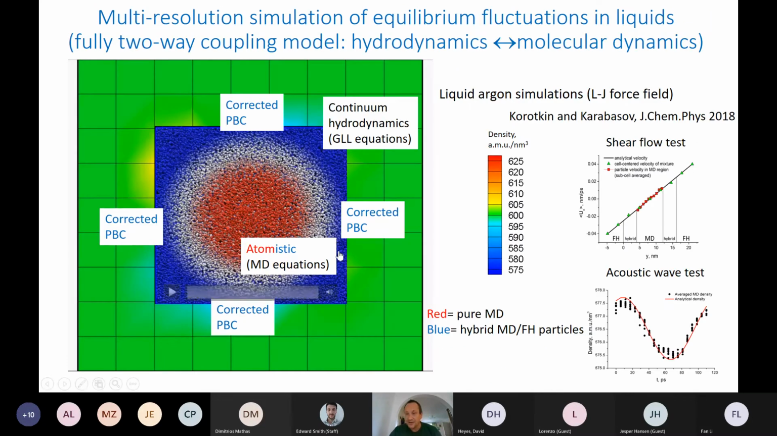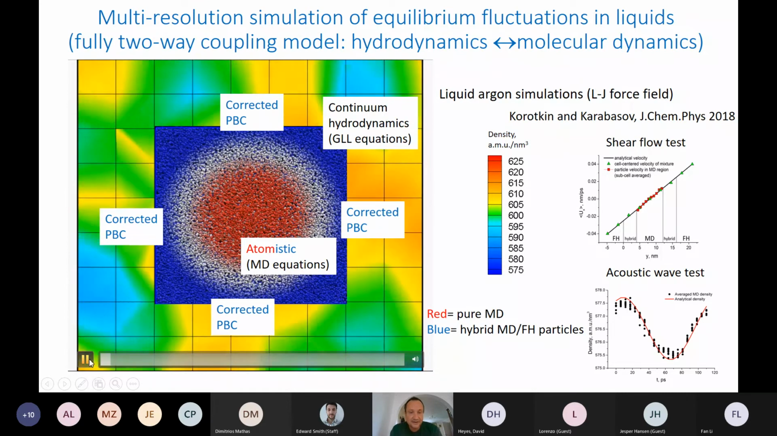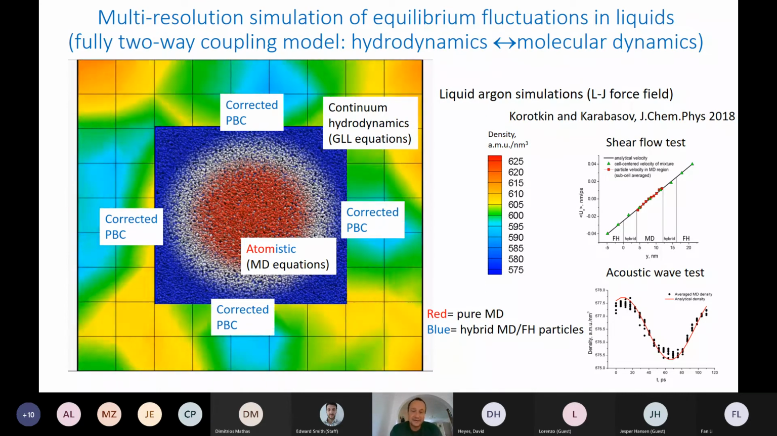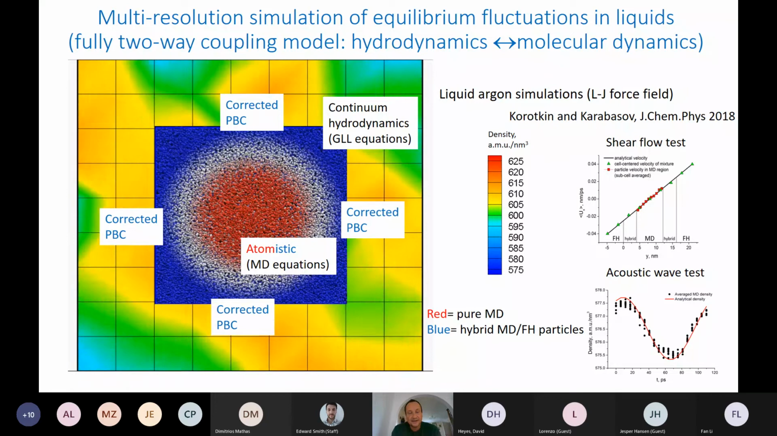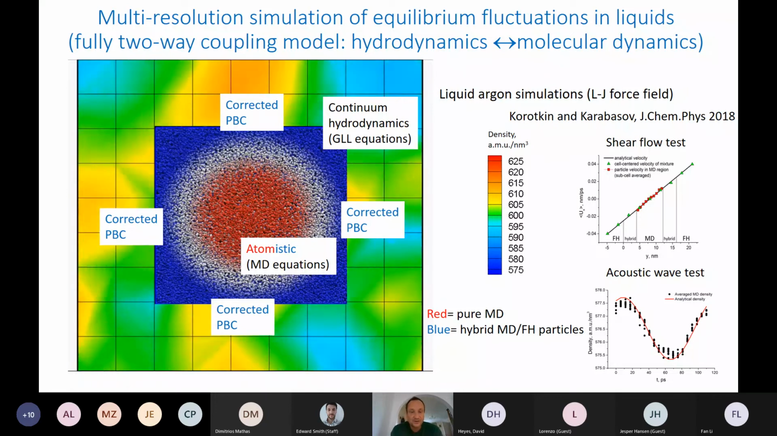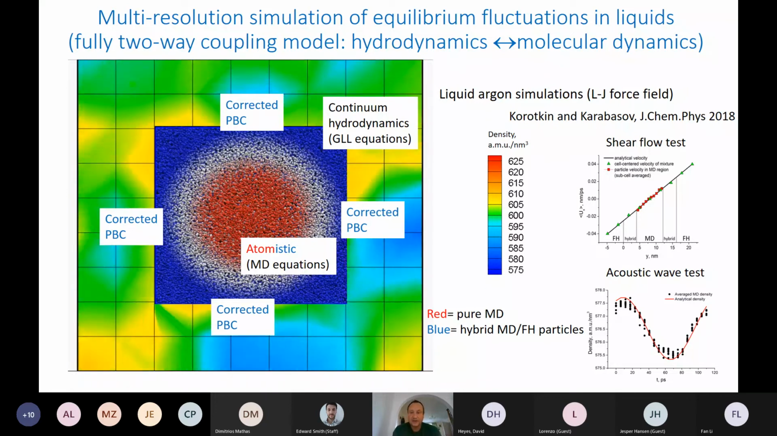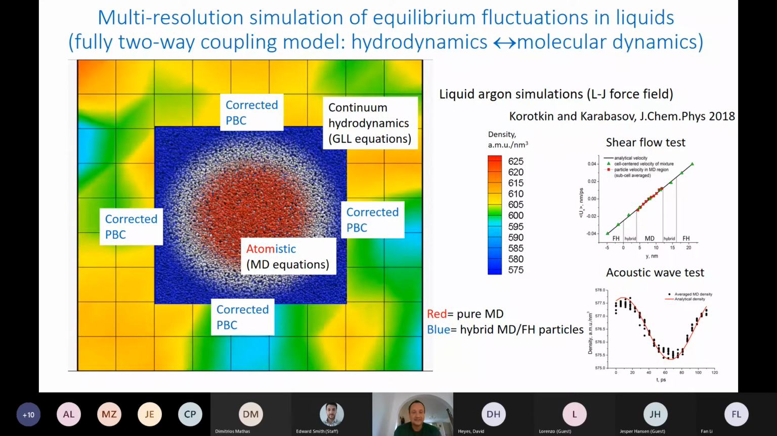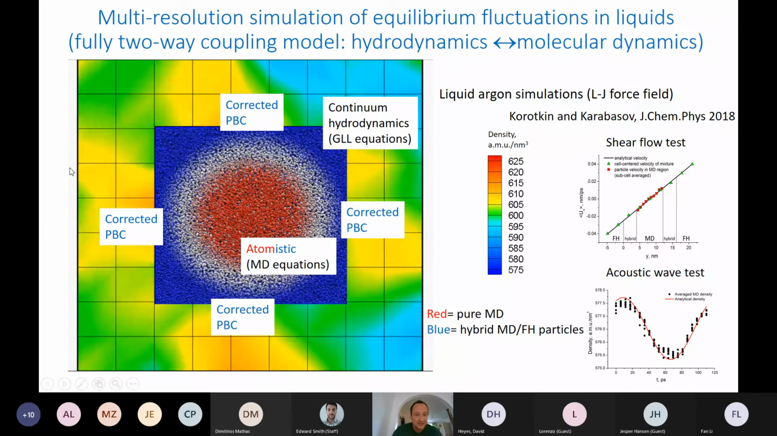Now, back in 2018, we've done some tests for the liquid argon, and the idea and the model which we built at the time was to put a box filled with particles where we have a variable C solution.